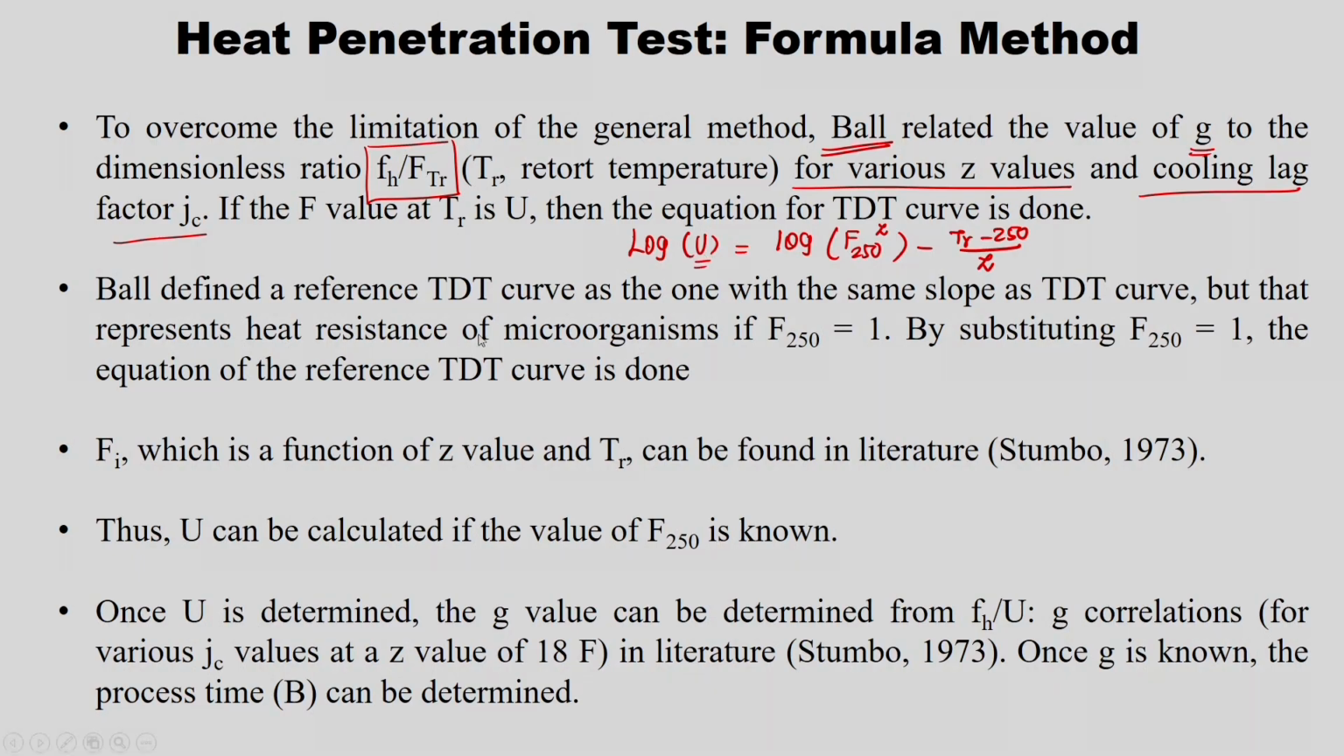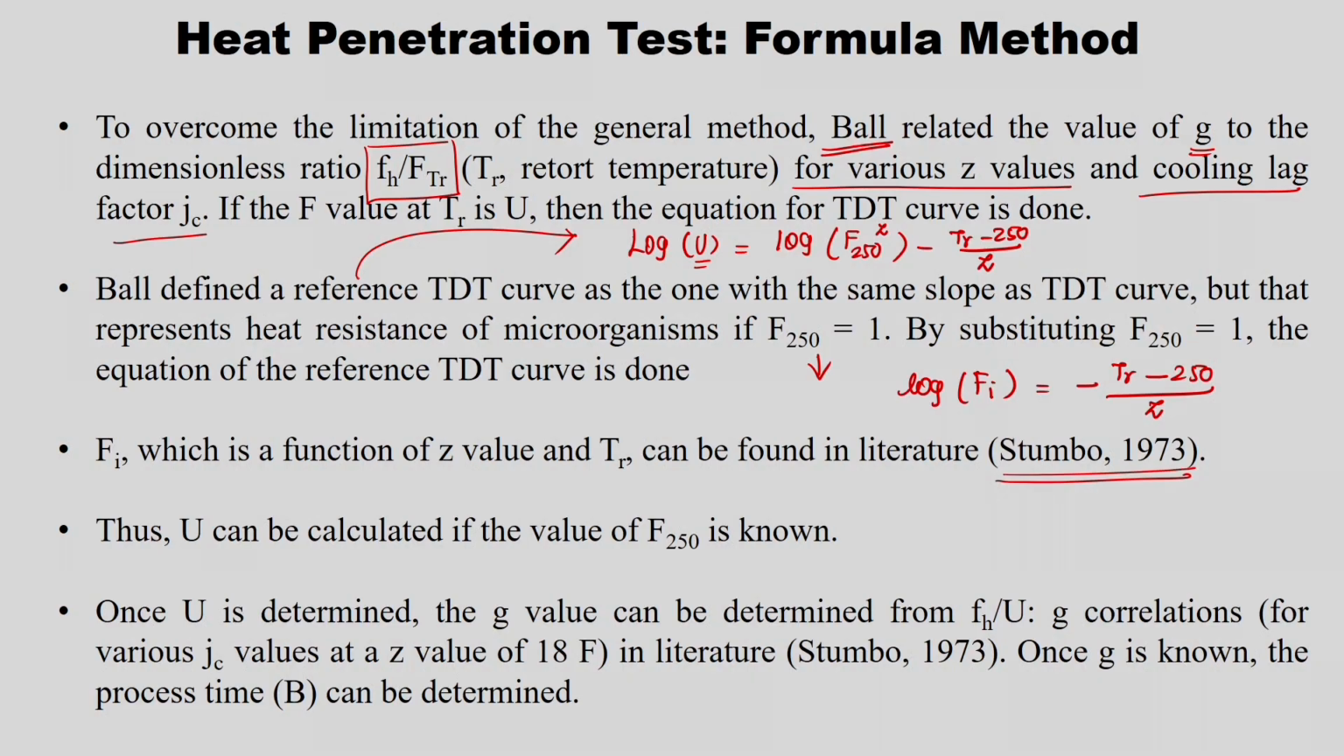Then Ball defined the reference TD curve. When he defined this equation, it and the formula we used earlier both have the same slope. So, he came up with the reference TDT curve. For that, he used this equation and took F250 as 1. Then this equation becomes log of Fi, which is equivalent to minus Tr minus 250 reference temperature upon Z. Fi, a function of Z value and Tr, can be found in the literature. This literature I have given you.